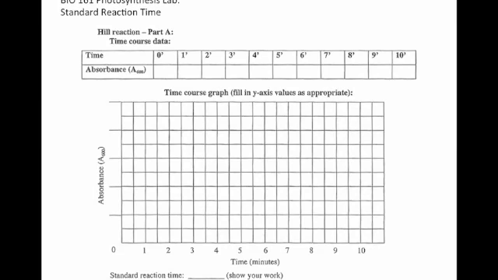So now you've finished taking readings with the spectrophotometer every minute for 10 minutes, and you've recorded those in your lab notebook. Now you need to graph those values, and we provide a graph for you, but it doesn't have the y-axis labeled. You need to look at your numbers and figure out what's going to make the most sense for labeling your y-axis. Then when that's done, you go ahead and you plot out your graph.